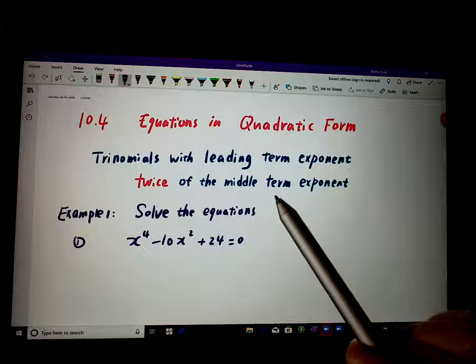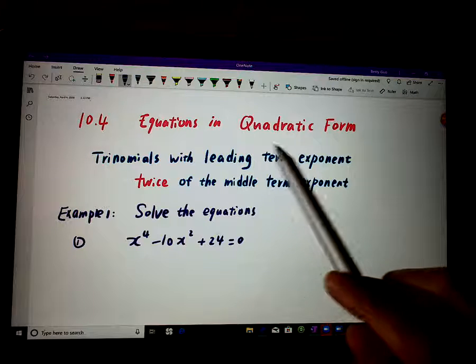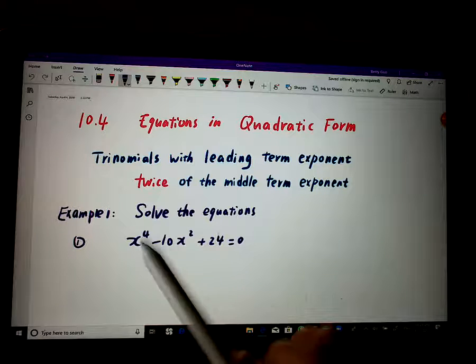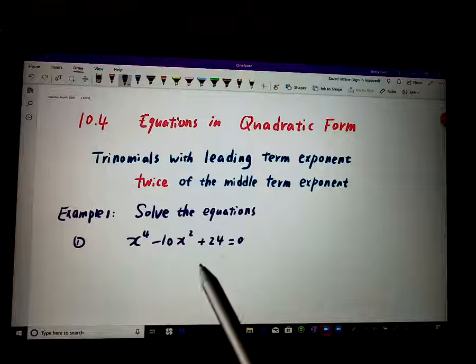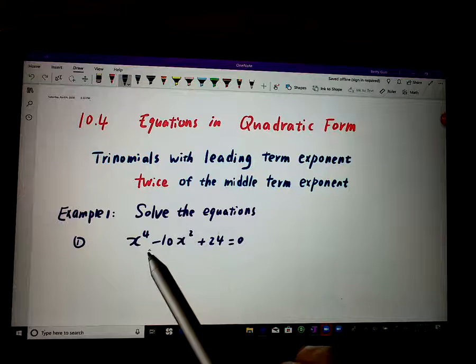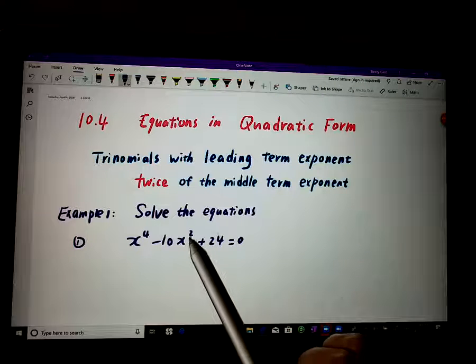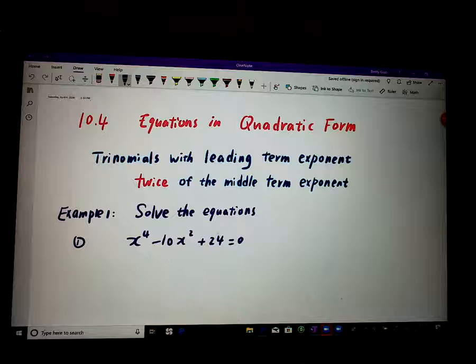that we can identify to be a quadratic in form is when the right hand side is 0 and the left hand side is a trinomial. You see 3 terms, and the leading term has exponent twice the exponent in the middle term. So this one has all the features that we just mentioned. This polynomial equation is in the standard form already. Right hand side is 0, left hand side is a trinomial, 3 terms.